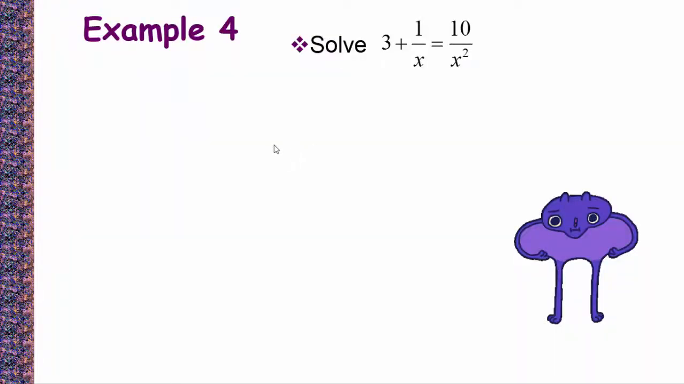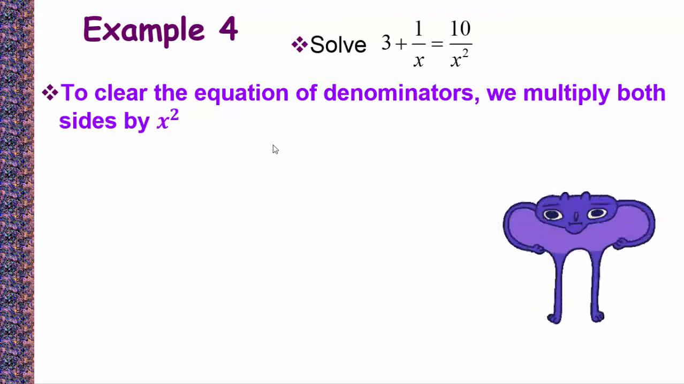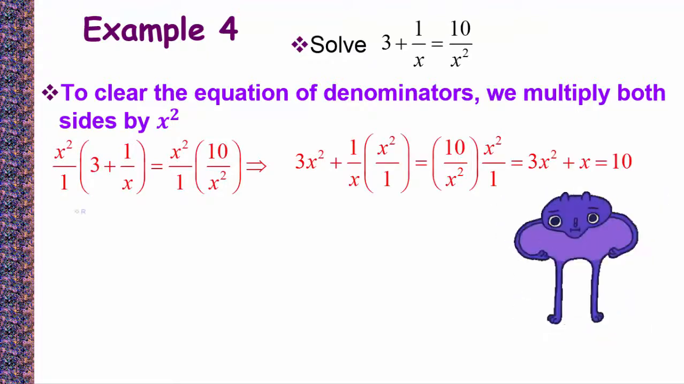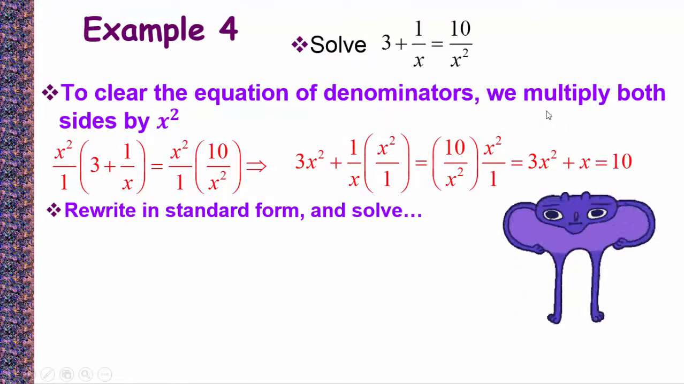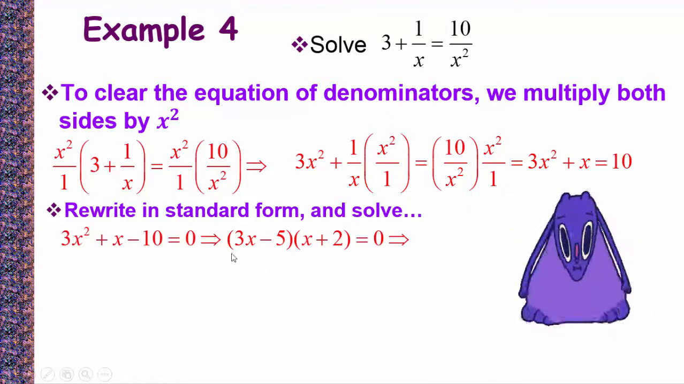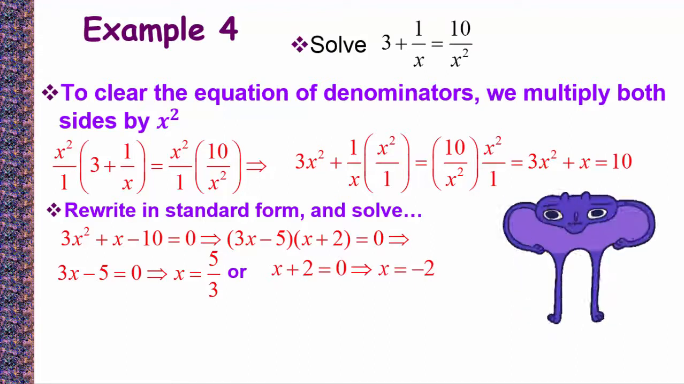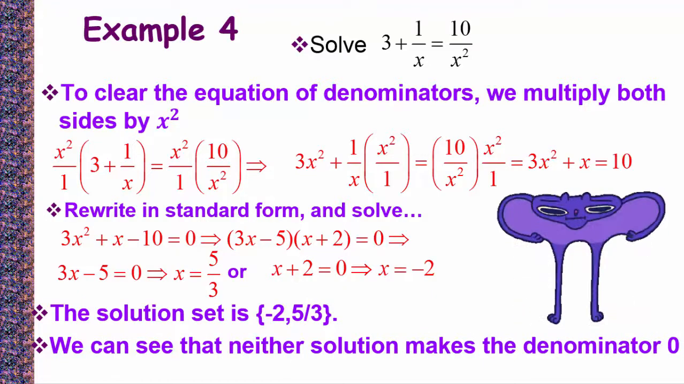Let us review what we just did on the whiteboard. To clear the equation of the denominators, we multiply both sides by x squared. So here we do it, and we end up clearing the equation, so we get 3x squared plus x is equal to 10. Now we rewrite this in standard form and solve. So in standard form, we have 3x squared plus x minus 10 is equal to 0. Then we factor and set each of these factors equal to 0. So we end up with x is equal to 5/3, or x is equal to -2. The solution set is -2 and 5/3.